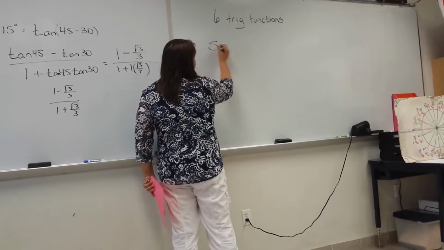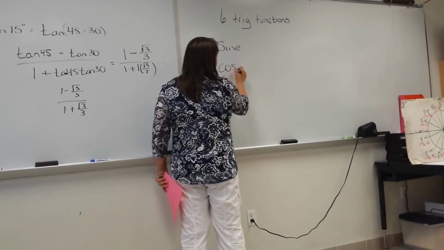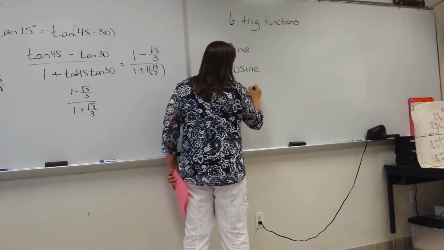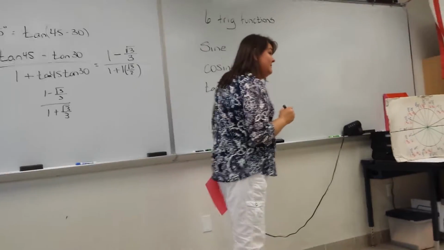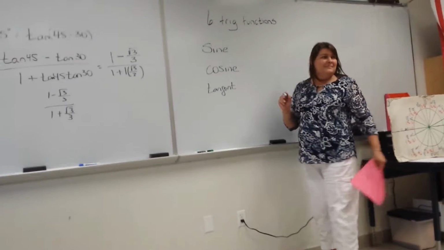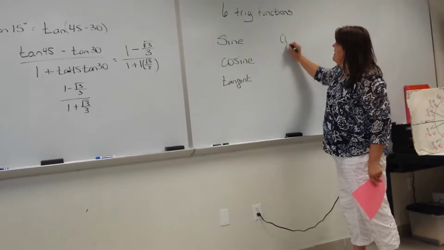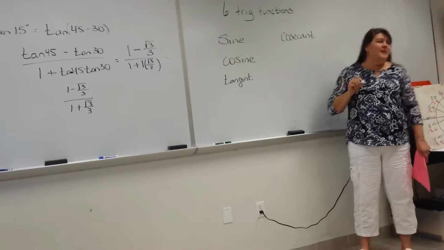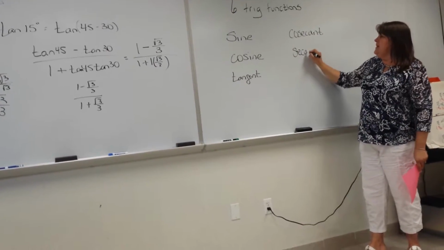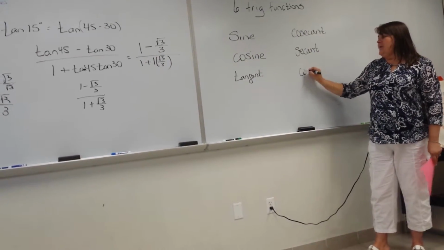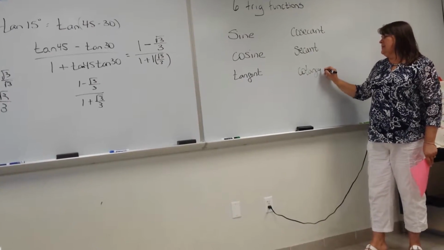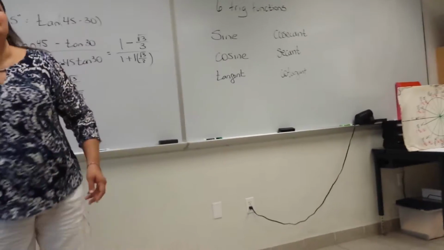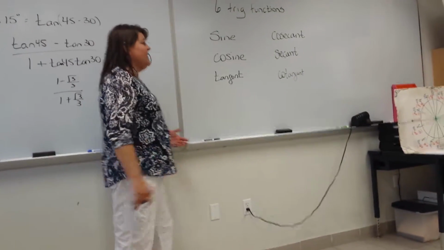The first one is sine. The next one is cosine. The next one is tangent. And then cosecant, which goes with cosine. I always tell you the one that doesn't have the same letter goes with that one, right? And then secant, and then cotangent.